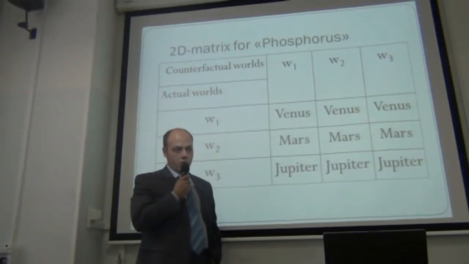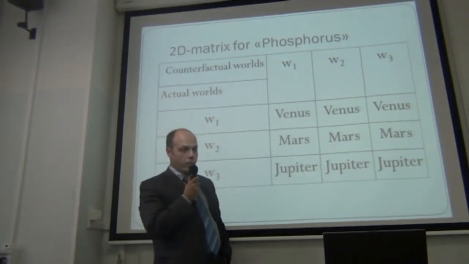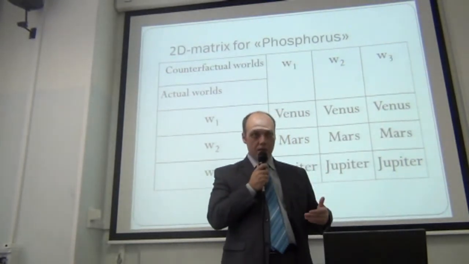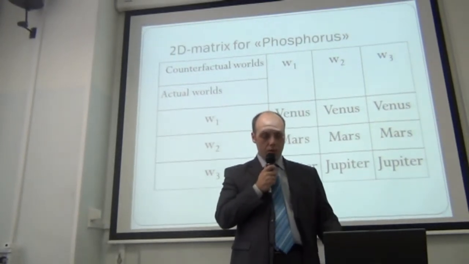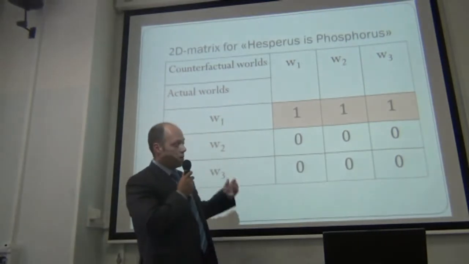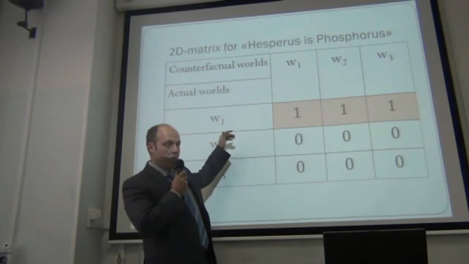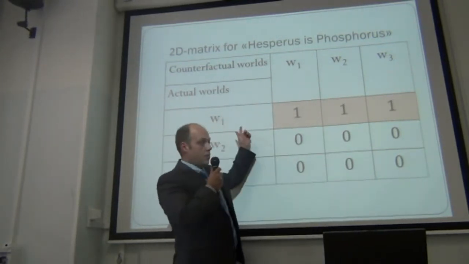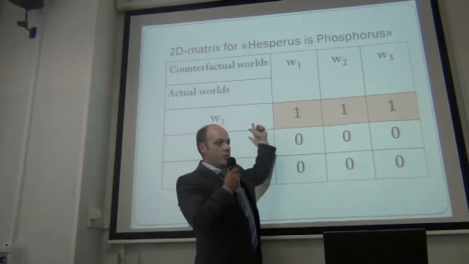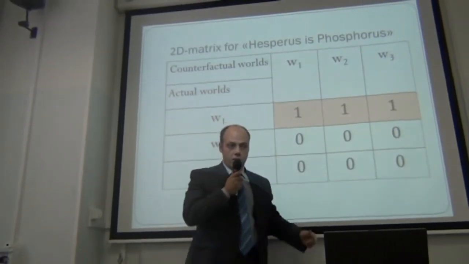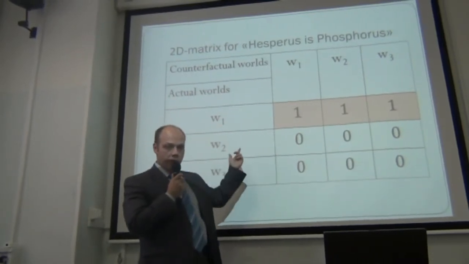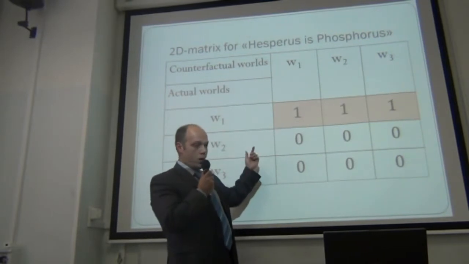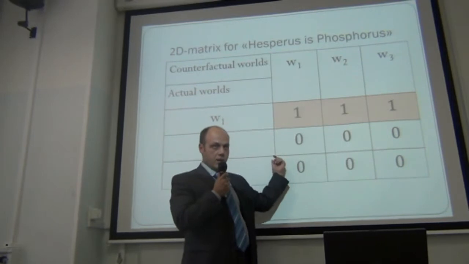In a similar way, we can build a matrix for Phosphorus, evening star. And then, saying that Hesperos is Phosphorus, what kind of proposition do we assert? It's clear that if we speak in the context of world number one, this proposition, Hesperos is Phosphorus, seems to be necessary. It holds in every possible world considered as counterfactual. But it's obvious that if we use different worlds as a context, as an epistemic perspective, this identity, Hesperos is Phosphorus, will be false in every possible world considered as counterfactual.